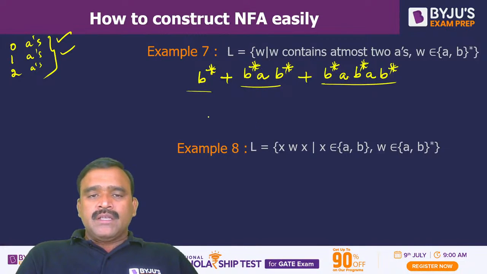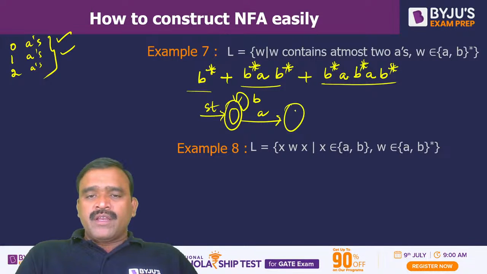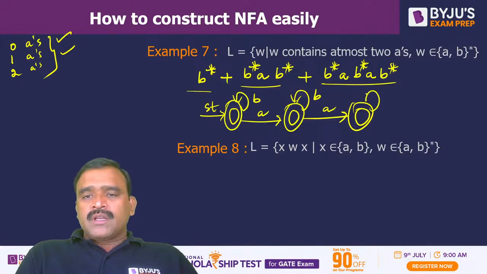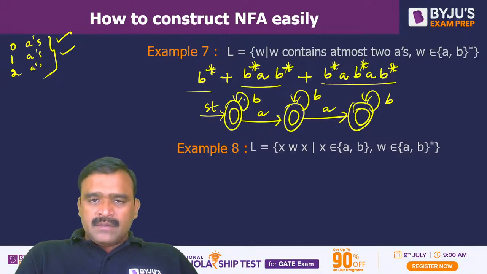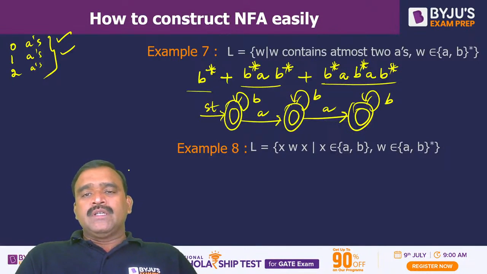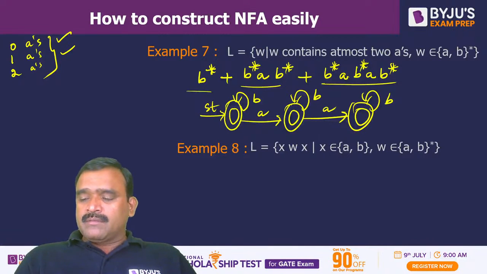So now considering the NFA, to accept only B's, we can take the starting state as final and give a self loop on B. And for B star A B star to be accepted, this state must also be final, and we can take this B star, and one more final state with a B star here. So only B's are accepted, or B star A B star, or B star A B star A B star. So at a maximum 2 A's can be there.